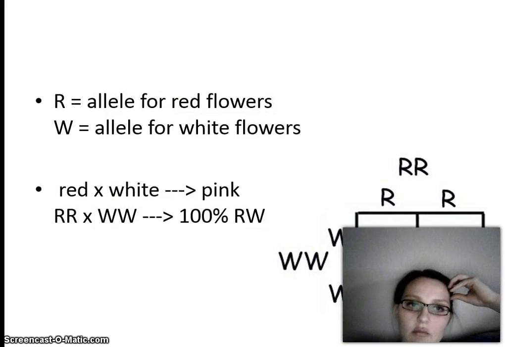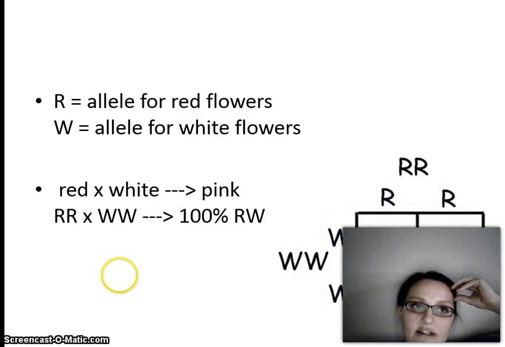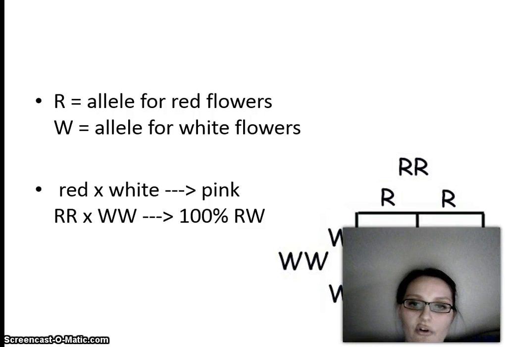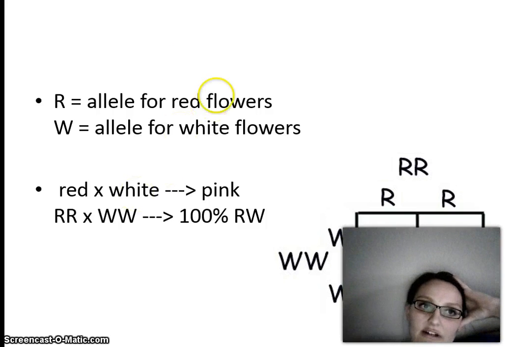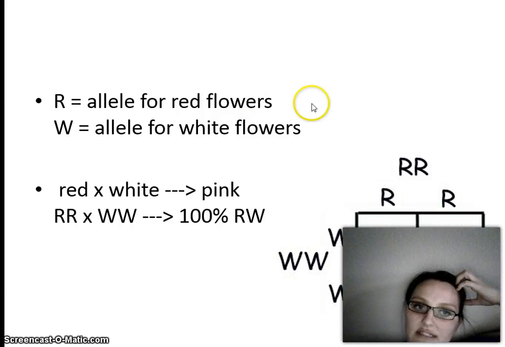Okay, so here's some practice, okay? So R is the allele for red. And remember, allele is just another term for a version of a gene, okay? So there's an allele for hair color, there's an allele for eye color, there's an allele for freckles, there's an allele for curly hair. I mean, everything that you can think of has an allele. Okay, so R is the allele for red flowers, and W is the allele for white flowers. So if red times white equals pink for incomplete dominance, then all of your offspring have to have one R and one W.